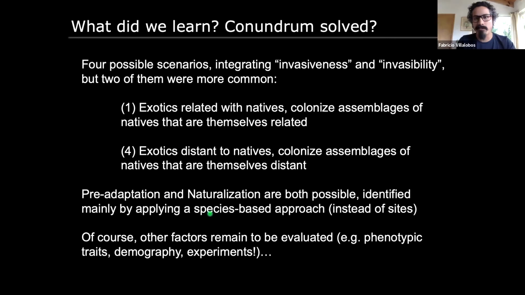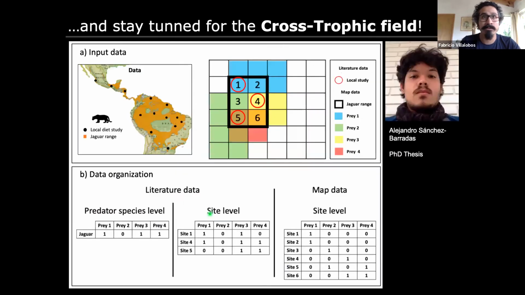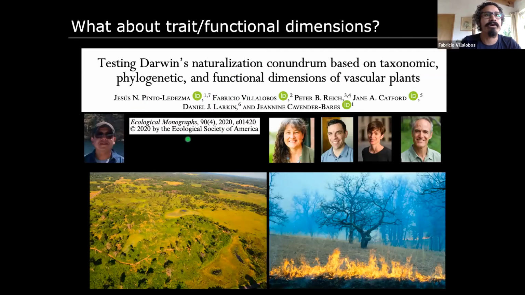Of course, we can add more information, and that's what my good friend Jesus Pinto Ledesma did a year ago when we published this paper in Ecological Monographs, testing Darwin's conundrum, but we used taxonomic, phylogenetic, and functional dimensions of vascular plants, looking at the co-occurrence of exotic species with natives, considering their phylogenetic structure and their trait structure, considering specific leaf area and other traits of plants.